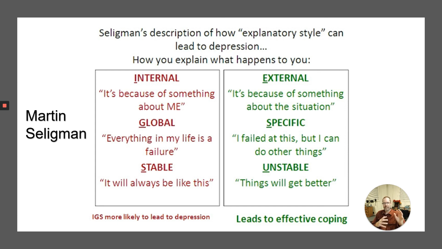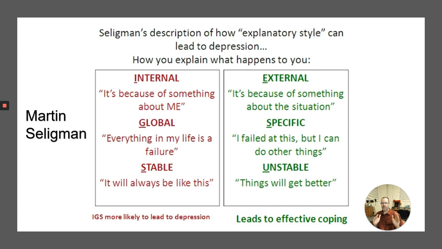And then the external, it's because of something about the situation. Always laying it off on external attribution, something about the circumstances. Specific, I failed at this, but I can do other things. Things will get better. So when you have this IGS, or internal global stable, it's more likely to lead to depression.